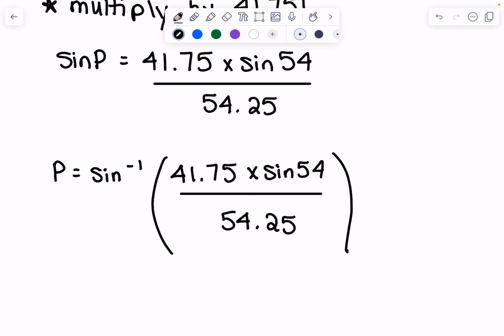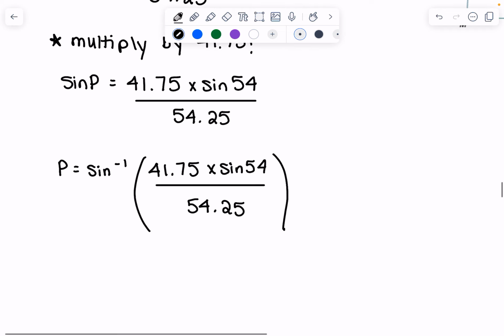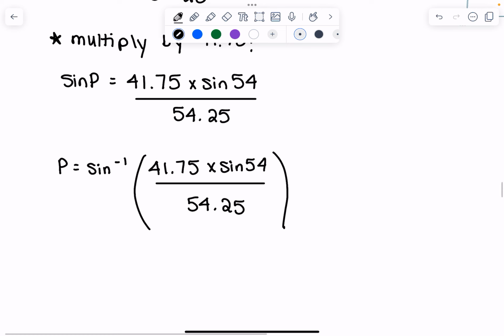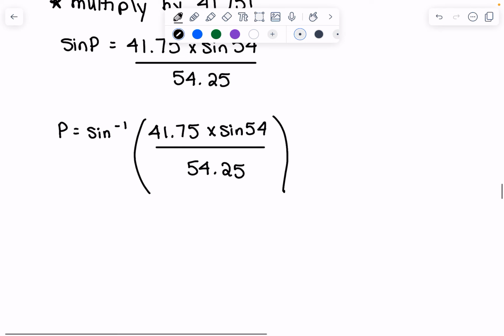So this is what it looks like. Huge calculation, but our end result will be nice and straightforward. So we get down to it, and we're going to calculate this all in degrees mode on our scientific calculator, and we get 39 degrees approximately.